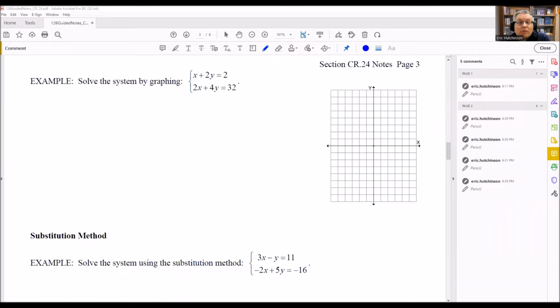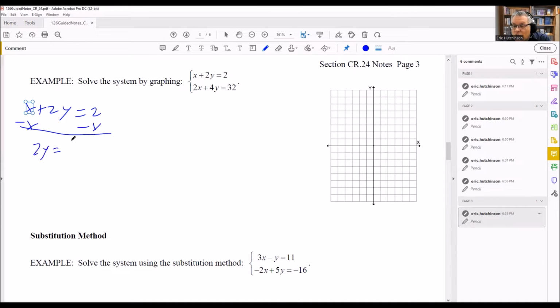If we want to solve this system by graphing, we need to first solve for y, because we're going to graph this in y equals mx plus b form. So we have x plus 2y equals 2, and we subtract x from both sides and get 2y equals negative x plus 2. Divide both sides by 2, and we get y equals negative 1/2 x plus 1. So let's start with that one.